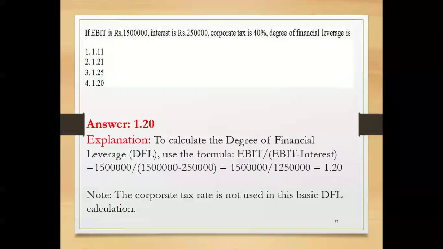Then if EBIT is 15 lakhs, interest is 2,50,000, corporate tax is 40%, degree of financial leverage is, it is easy to calculate EBIT by EBT, so it is 1.20.